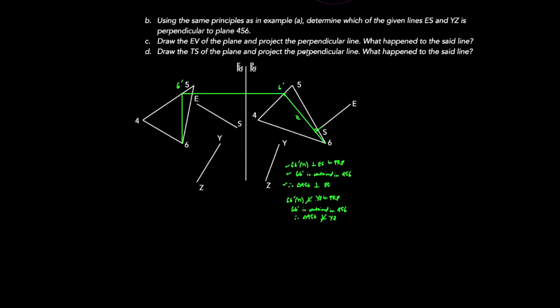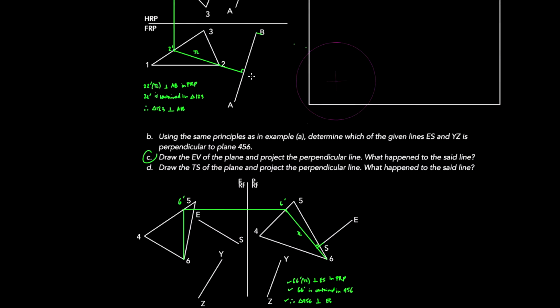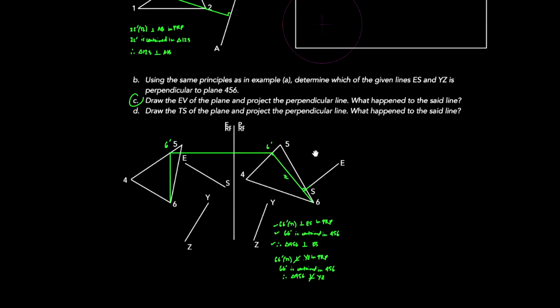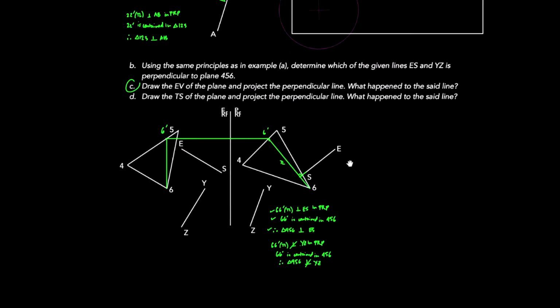Next is now that we've proven kung alin yung mga true lengths. Let's try to do itong part C. Sabi dito, draw the edge view of the plane and project the perpendicular line. What happened to said line? Ito, medyo na-prove na natin dito. Sabi natin, pag tinulat natin ng AB, magiging edge view to. Opposite naman dito, which is saying the same thing pa rin naman. If in-edge view natin to si 456, automatic dapat magto-true length itong si ES.